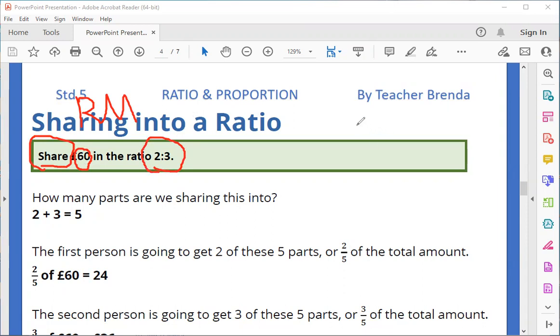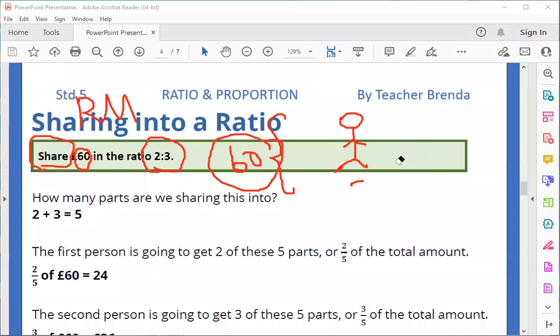Let me give you a story. All right, there are 2 children. One is the elder sister and one is a little younger brother. Father says, all right, I have 60 ringgit to be shared with both of you. However, we're not going to share equally. That's division. We are going to share it in the ratio of 2 to 3.